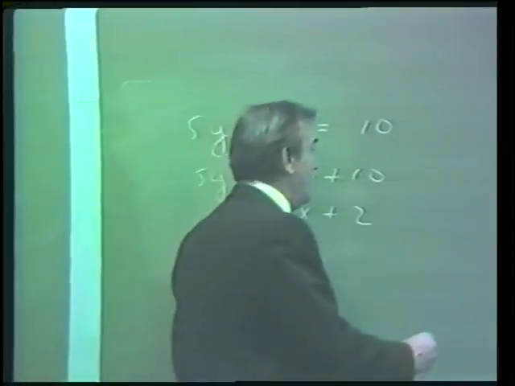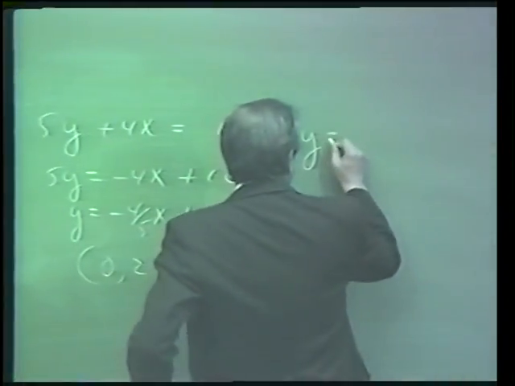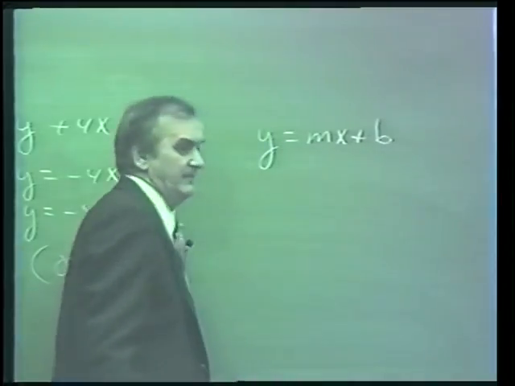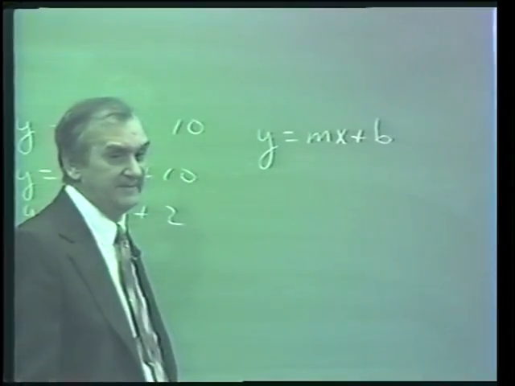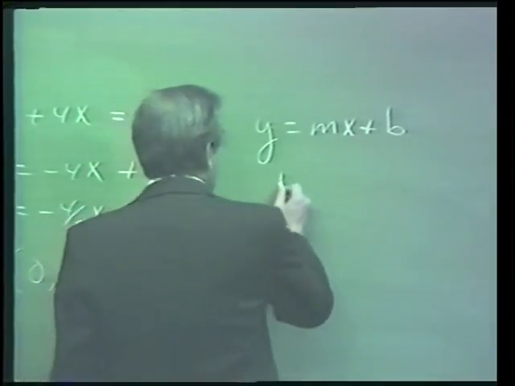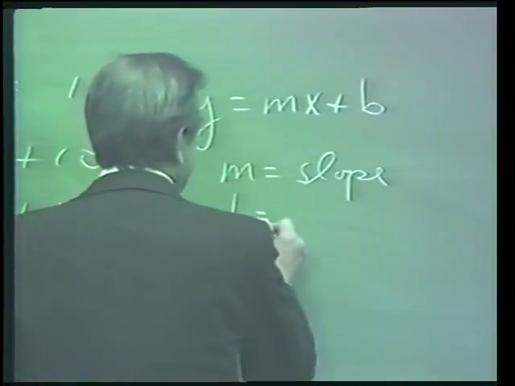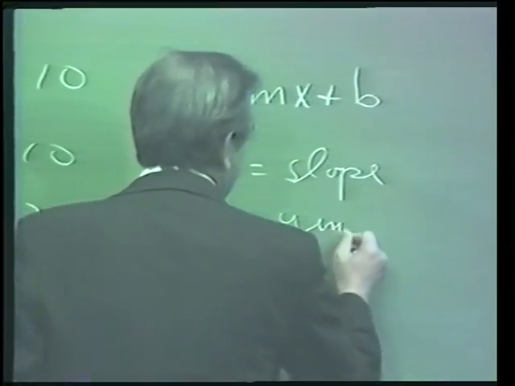So anytime you have it solved for y, we call that the slope-intercept form. Y is equal to mx plus b, where m is equal to the slope, b is equal to the y-intercept.